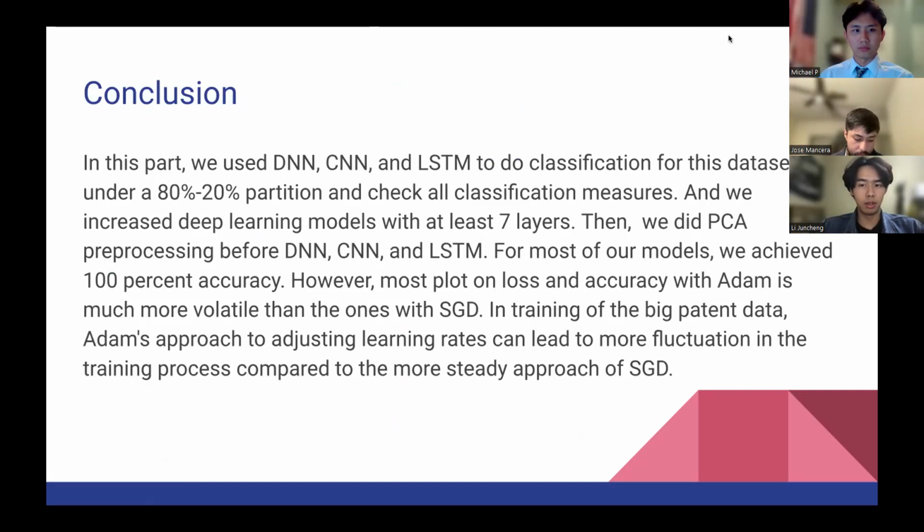So to conclude, in this part we used DNN, CNN, and LSTM to do classification for the Big Pattern data set under an 80 to 20 partition. We checked all the classification measures from the report, and we built deep learning models with at least 7 layers. Then we did PCA preprocessing before the DNN, CNN, and LSTM and compared results. For most of our models, we achieved 100% accuracy.